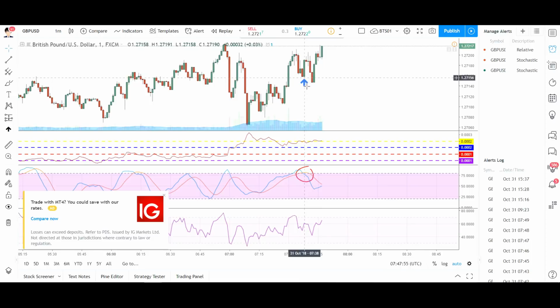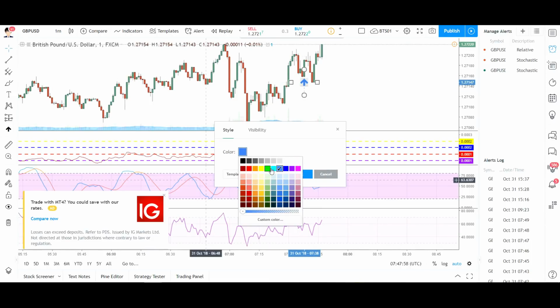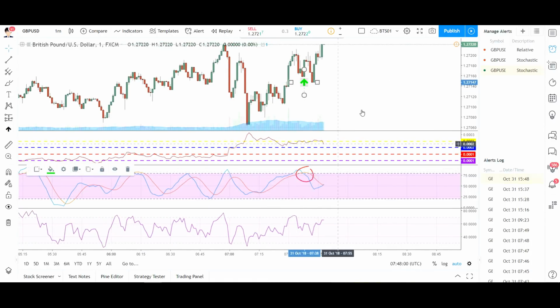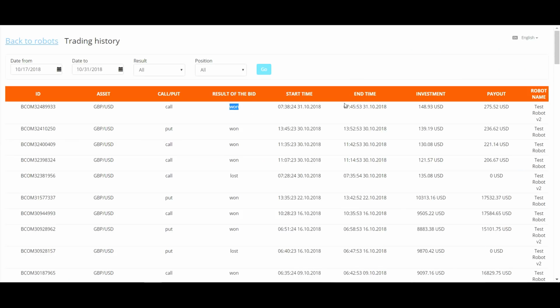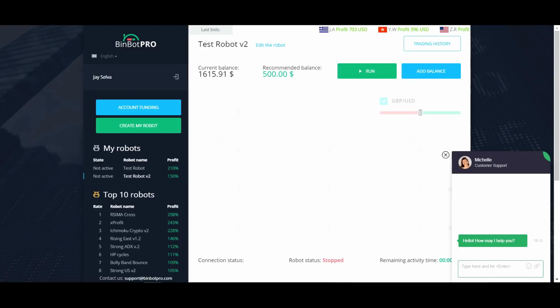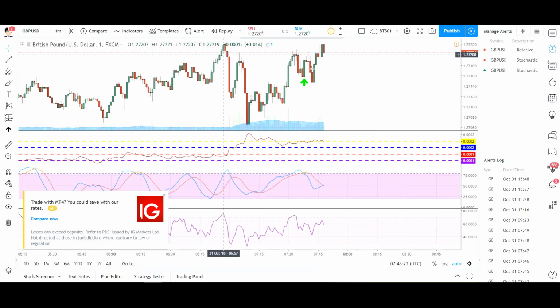Alright guys, I'm back. So clearly we have actually won the trade. The price did go below our entry for a bit, however it bounced back in our favor. You can see based on the trade history, I've got a payout of $275 from the previous trade, and right now my balance stands at $1,615. Okay, so I'm going to wait for more trades, so stay tuned for the next trade example.